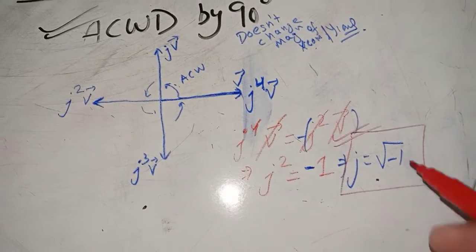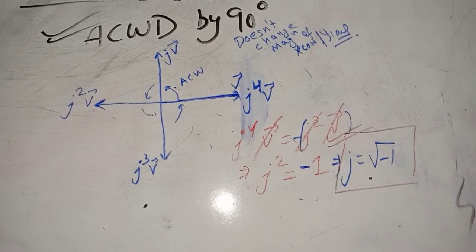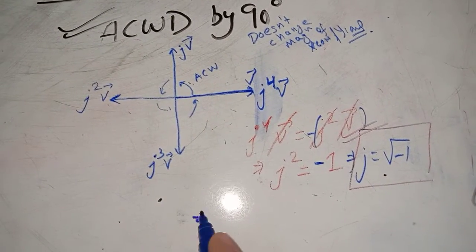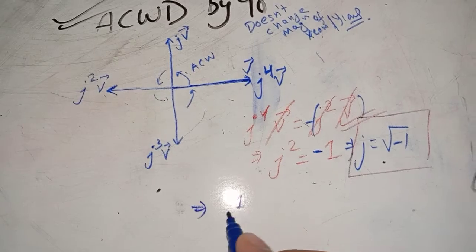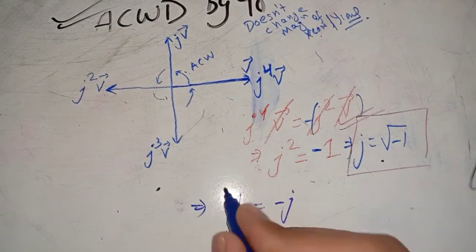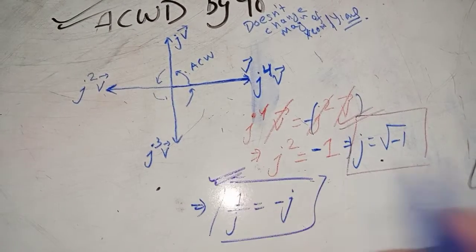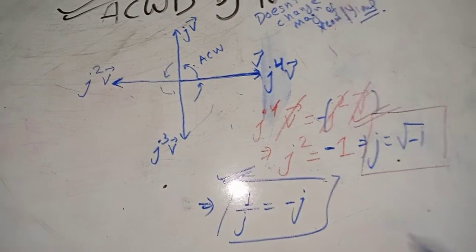So we proved the imaginary number equals root over -1. Now you need to remember one more important thing, that 1 by j is equal to minus j, because it is very useful in making calculations easier. I'm going to show you how.